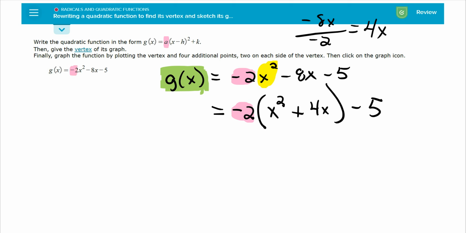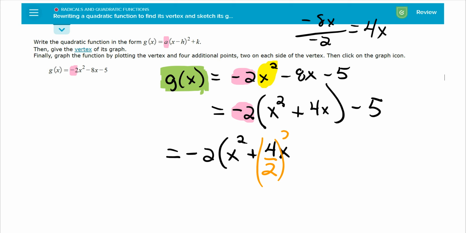All right. Now, what I need, however, inside my parentheses is a perfect square. It's not a perfect square right now. So I'm going to complete the square on this, which means you're going to take the coefficient on your x, divide it in half, and then square it. And that's what you're going to add onto your 4x. So 4 divided by 2 is 2, and 2 squared is 4.